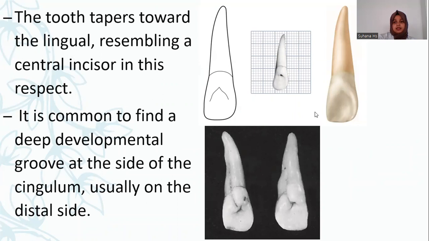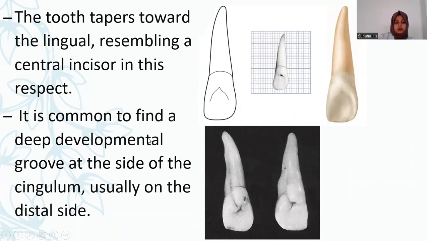Here we can see that the distal marginal ridge and the mesial marginal ridge are converging, and you will get a cingulum at the center of the cervix, and you have a very deep concave lingual fossa.